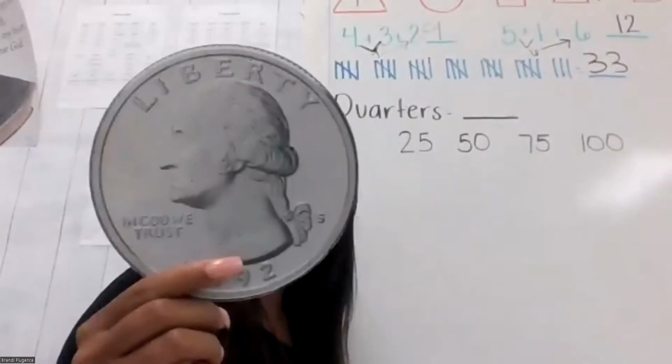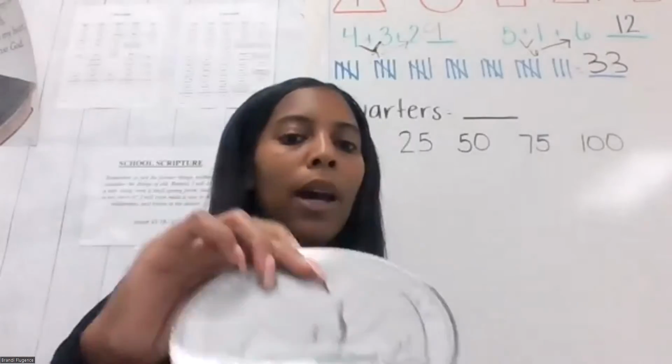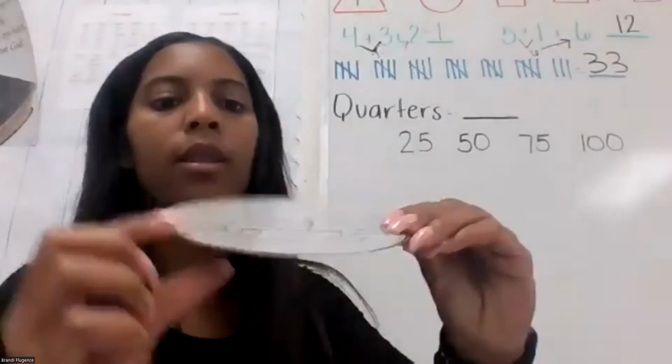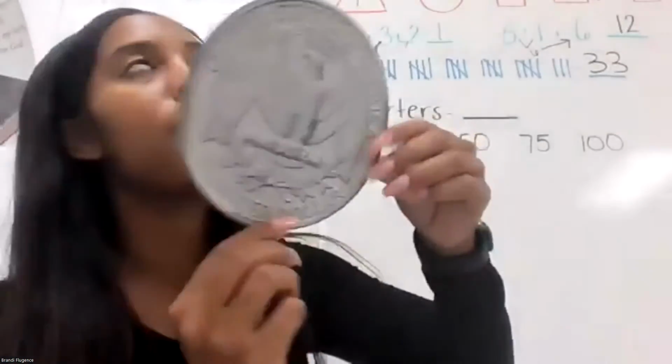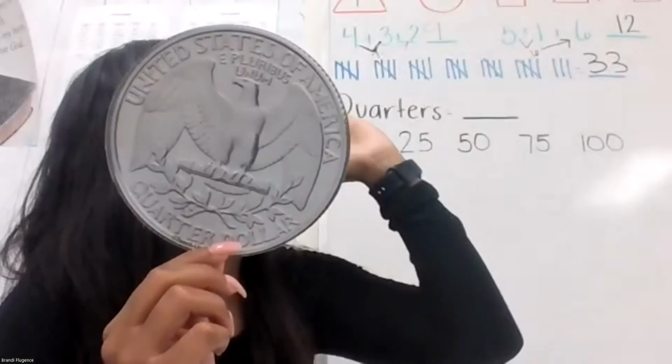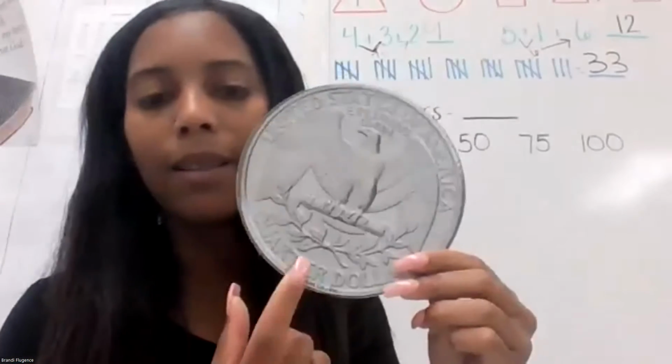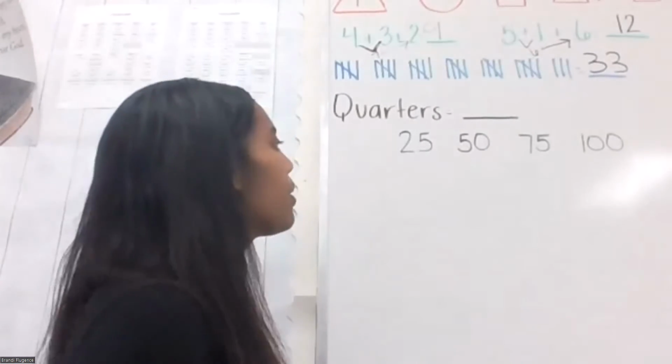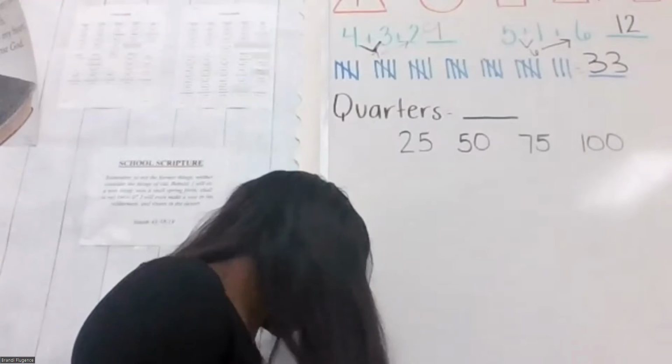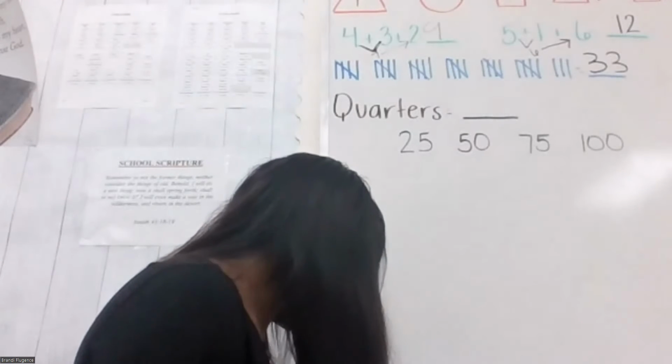Okay. So this is the front of a quarter, and this is the back of the quarter. And look what it says on here, quarter. Remember, if it's the back, it will always tell you what coin it is. And this is a quarter. When you count quarters, there's a certain pattern we follow. This is the pattern here.